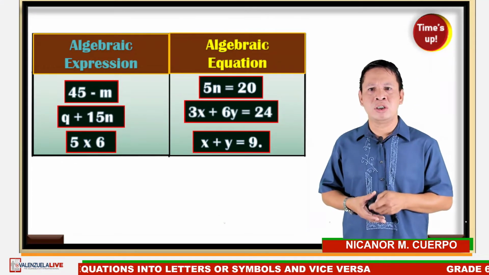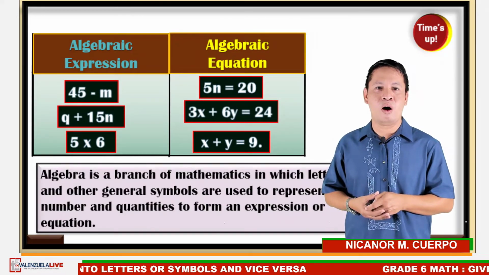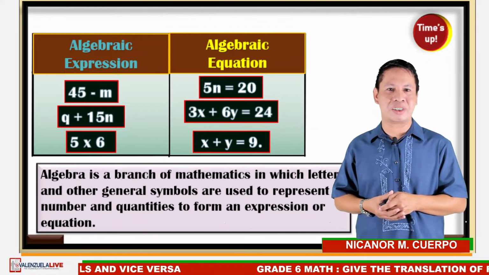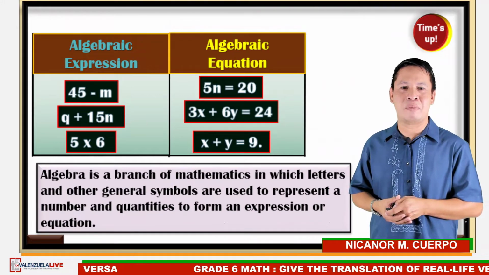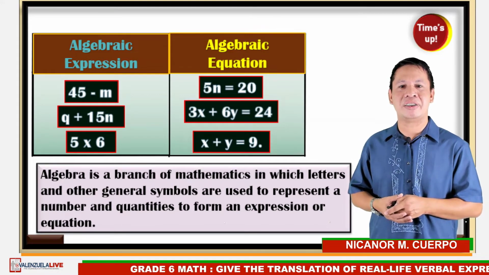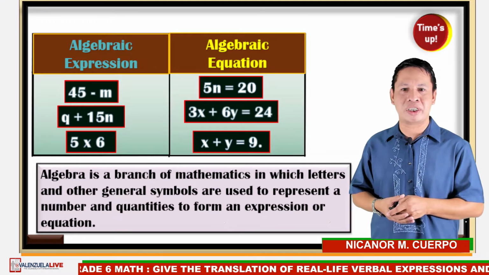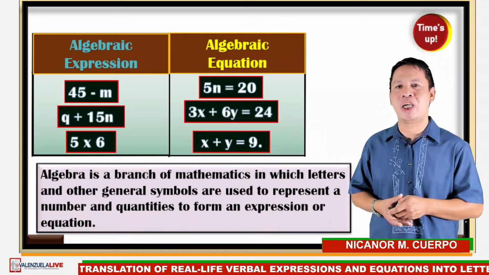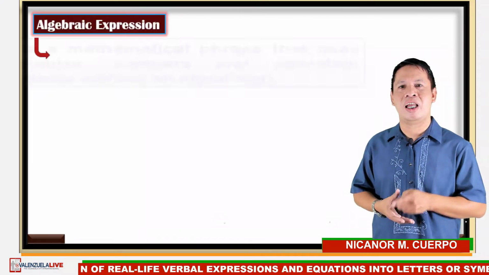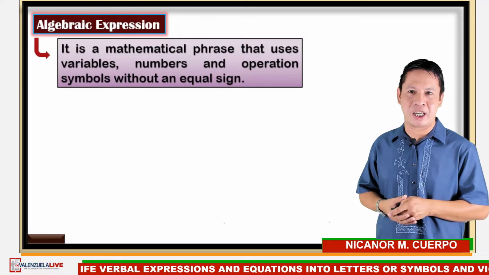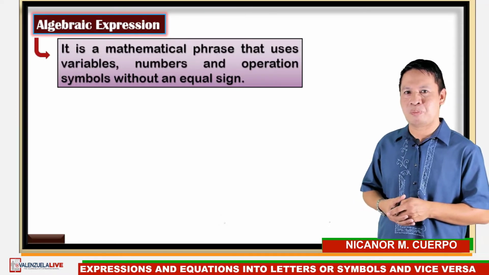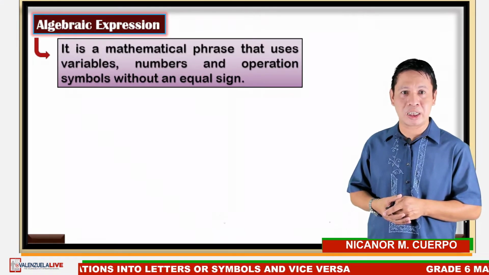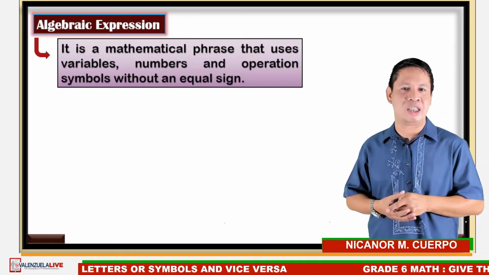Now, we are now going to the world of algebra. Let us first define what is algebra. Algebra is a branch of mathematics in which letters and other general symbols are used to represent numbers and quantities to form an expression or equation. Let us first define what is algebraic expression. An algebraic expression is a mathematical phrase that uses variables, numbers, and operation symbols without an equal sign.